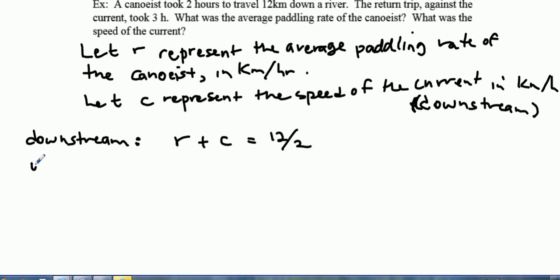Okay, upstream. Okay, so it says here the return trip against the current took 3 hours, and some of you might ask, well, how far did he have to go on the return trip? And it took 3 hours, but how far did he travel? Because it's a return trip, he's going the same distance back that he went there. So it's still 12 kilometers that he's traveling. So on his return trip, he was paddling at the same average speed, but this time he was battling the current, right? He was against the current. So it reduced his speed by the amount of the current.